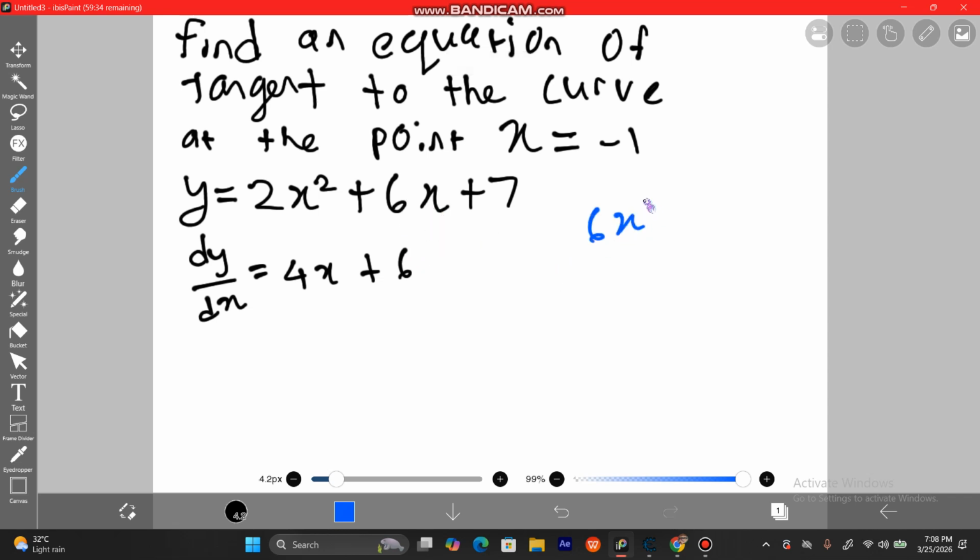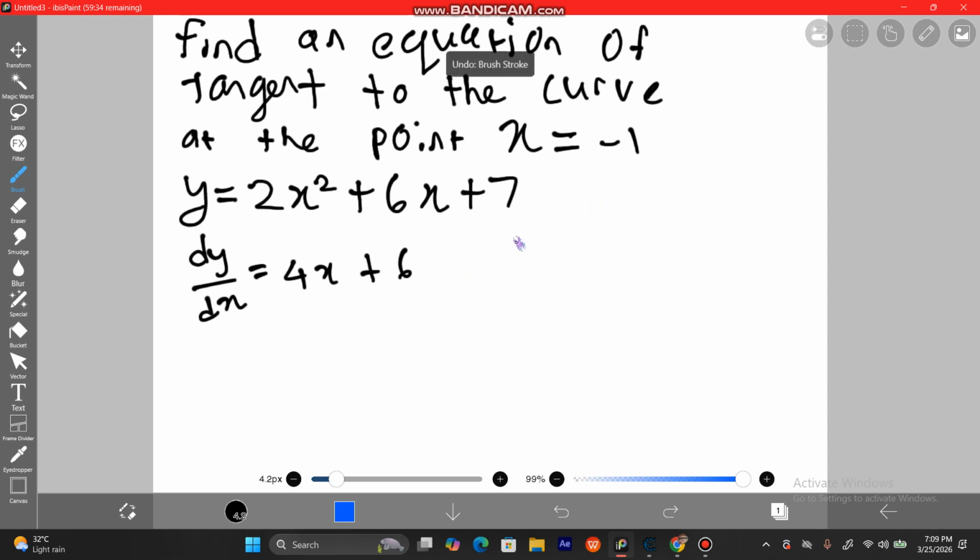Because 6x is actually to the power of 1, right? So when you bring it down, it's 1 multiplied by 6, and then the power is gone because it's 1 minus 1. So we have 6x to the power of 0, and anything to the power of 0 is basically 1. So it's going to be 6 in the end also. Not only that, but the 7: any constant value that you differentiate gives 0. A simple explanation: any constant is equal to 0 when you differentiate it.